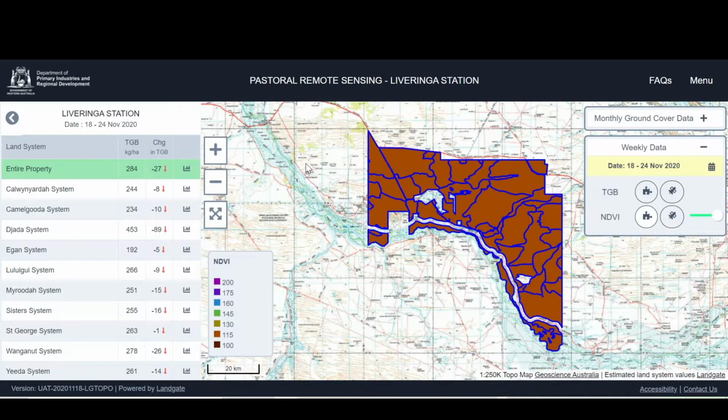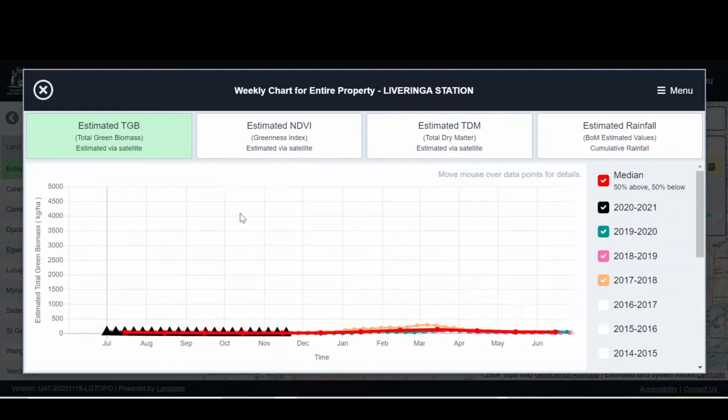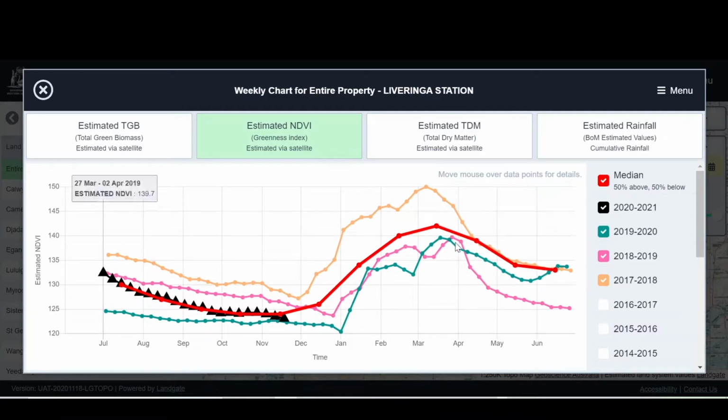In this video, we're going to look at how we interpret the graphical data that includes all the historical data from previous years back to 2004. So in this case, we're looking at total green biomass, and that gives you an indication of what you've actually got on the ground at any one particular time. The NDVI, once again, is also just an indication of greenness.